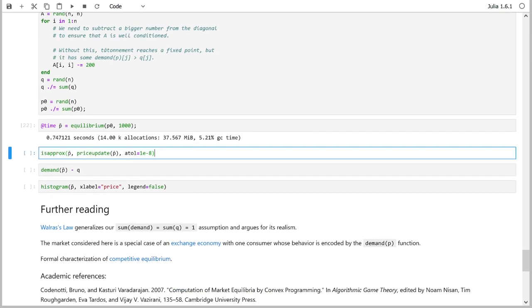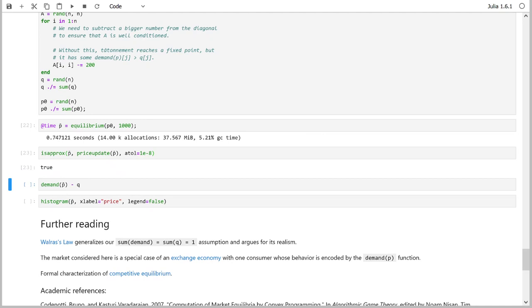Of course, we should double check that this p bar is in fact an equilibrium. So just like before, where we had p bar is approximately equal to price update, in this instance, I've used the slightly more verbose isapprox function. And the reason I did that is so that I could relax my tolerance to this value, which is 10 to the -8th. This is still a pretty tight tolerance, right? We're requiring that the first 7 digits of p bar agree with the first 7 digits of those in the price update after the decimal. And sure enough, we got a true response here.